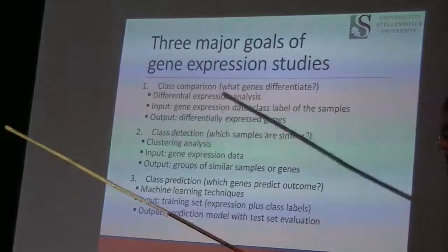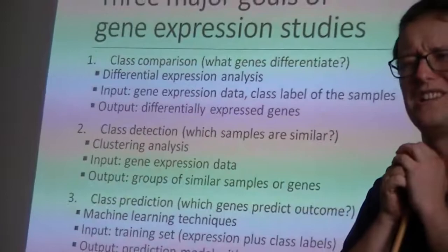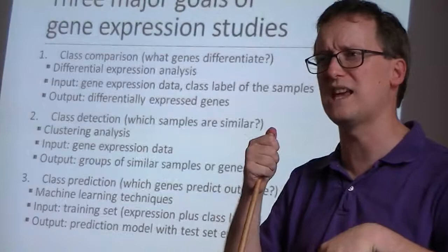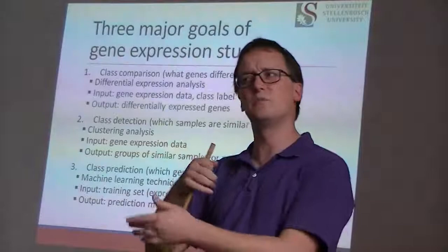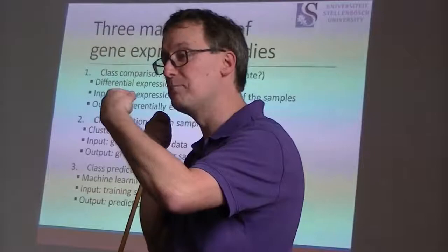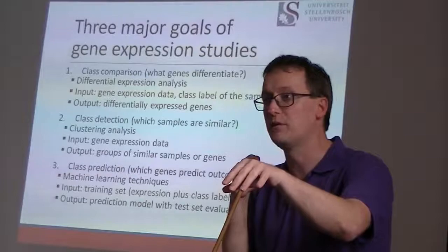Class detection. Which samples are similar? So in this case, maybe I have a whole bunch of colon cancers, and it's not entirely clear to me how these samples within the set are similar to each other. You know, I can say, well, these two tumors both came from people in their 70s, and these came from folks in their 40s, so maybe that should make them different. I don't know. But sometimes we let the data tell us how these samples compare to each other. So in effect, we can use gene expression data to inform us how these samples divvy up into subgroups, into subpopulations. So we start with clustering analysis.